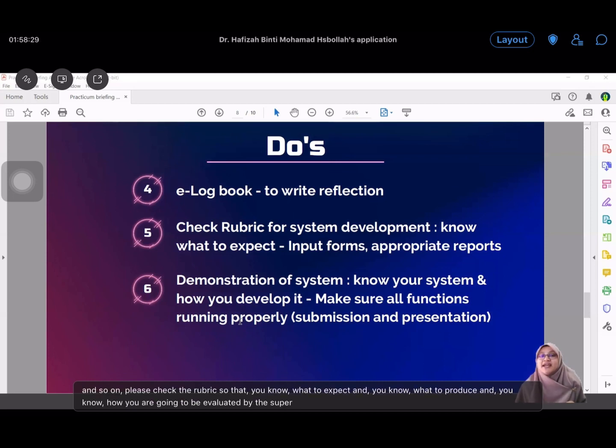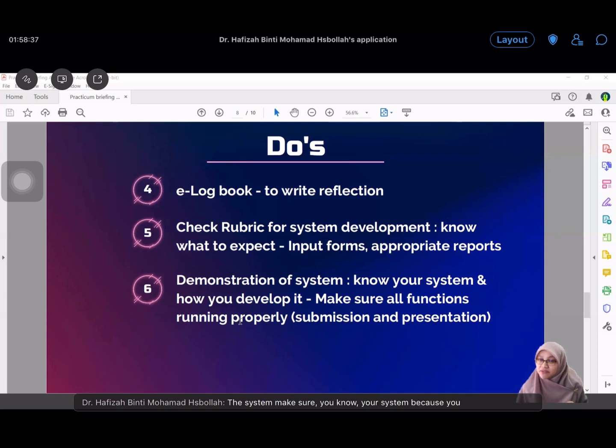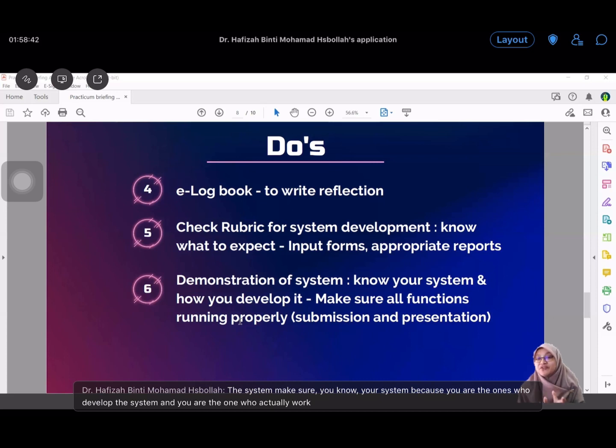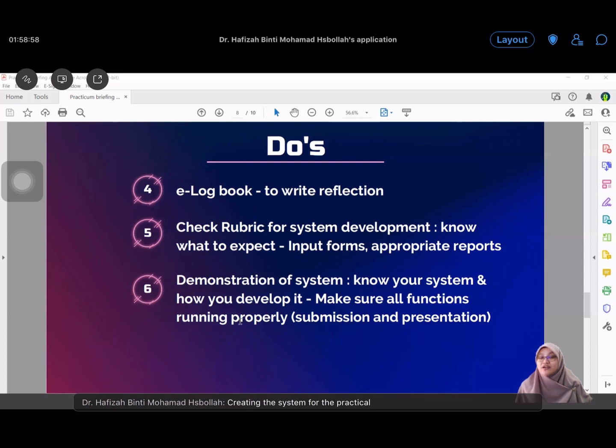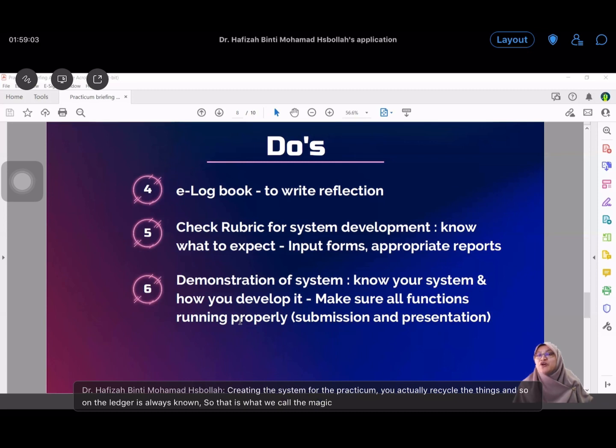All right. And lastly, during the demonstration of the system, make sure you know your system because you are the one who developed the system. And you are the one who worked from A to Z. Don't recycle your system from a project, because sometimes we notice that the date and so on is not tallied. So we know you are not actually creating the system for the practicum. You recycle the things. The lecturers always know. So that is what we call the magic of becoming a lecturer. We always know. So you have to be very careful.